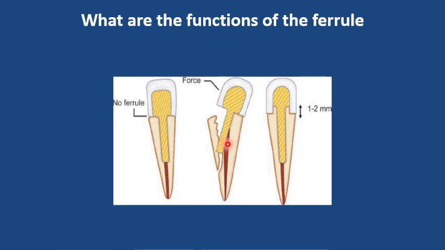The second function of the ferrule is increasing the retention and resistance of the coronal restoration, so it will decrease the leakage. This is by increasing the axial wall length of the prepared tooth. Another function is protecting the root integrity by providing bracing action.